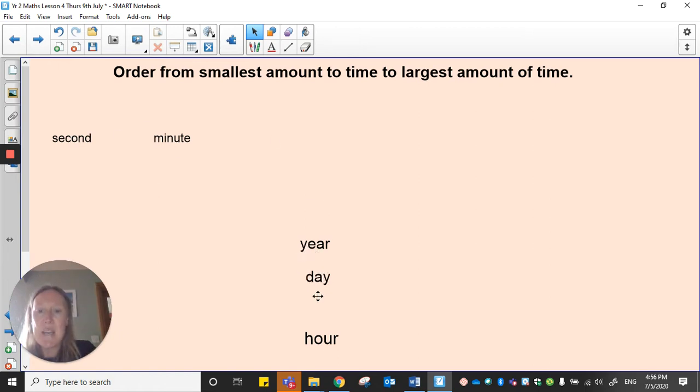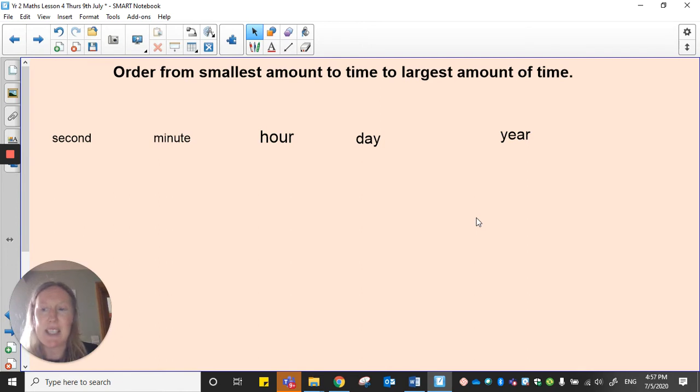Then we know that 60 minutes altogether make an hour. So that's the next largest unit of time. The hours then go together to make a day. Can you remember how many hours in a day? 24. From 12 o'clock midnight through to 12 o'clock midday, and then another 12 hours back to midnight. So 24 hours in a day. And then the largest unit of time on here was the year. How many days in a year? We did that the day before yesterday. 365, or 366 on a leap year.